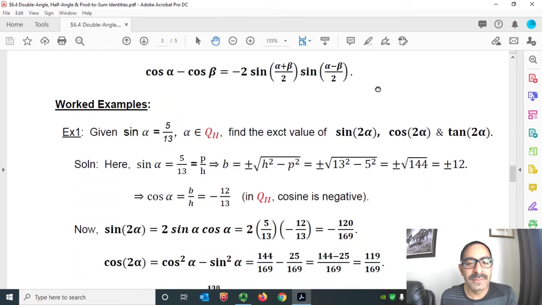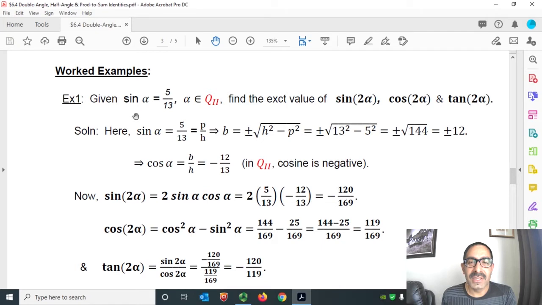Let's do example 1. Given sine alpha equals 5 over 13 and alpha in the second quadrant, find the exact value of sine of 2 alpha, cosine of 2 alpha, and tangent of 2 alpha. I hope the question makes sense to you. So first, let's rewrite sine alpha as a ratio of sides of a right triangle and use the Pythagorean identity to find the remaining side of the triangle.